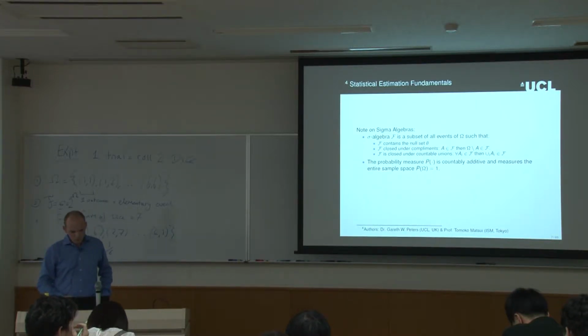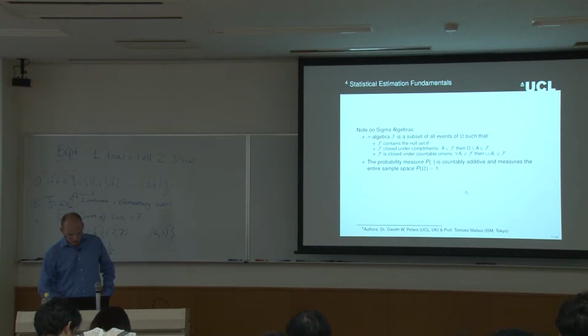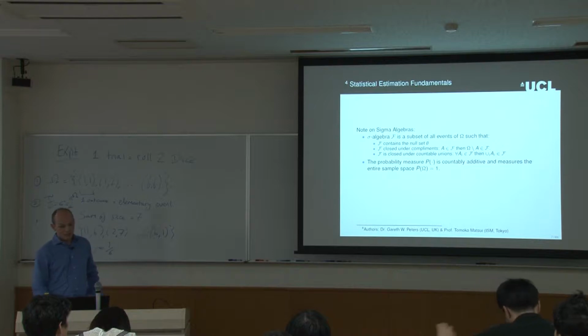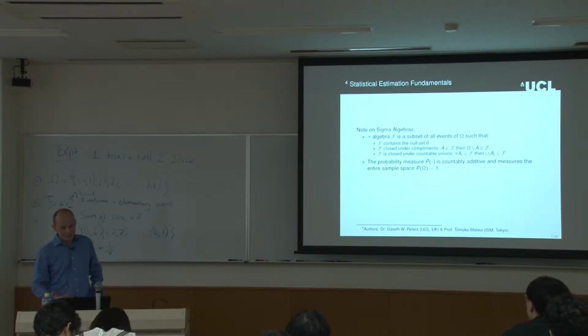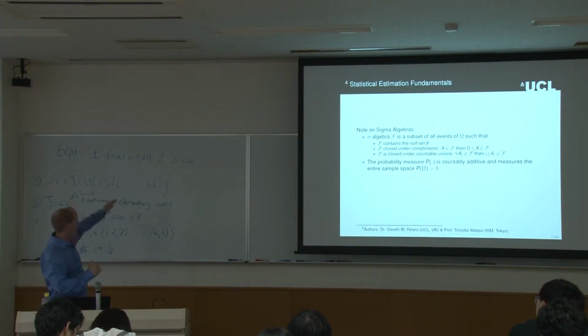Okay. And we have many properties of the probability measure. So firstly, it's countably additive, and secondly, it measures the entire sample space to have 1. So I'm sure you're familiar with this: the probability of the entire sample space adds up to 1. Okay.